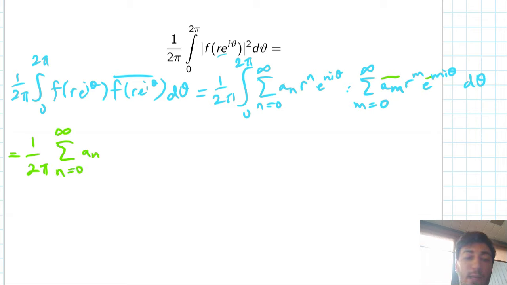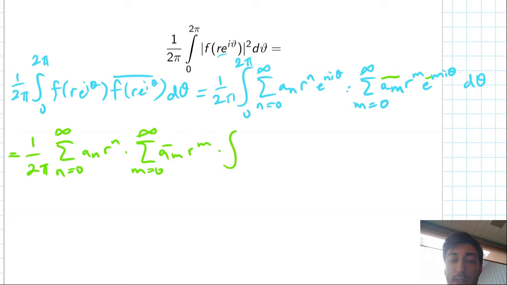what that gets us. So we get a sub n, r to the n, times now our m sum, a m bar, r to the n, also to infinity, and then times on the inside, well, we have this e to the n i theta and e to the minus m i theta. So we can combine these terms to get e to the (n minus m) i theta, with respect to theta. Okay, so we have this really horribly ugly thing right now, but maybe, just maybe, we can get it to be a little bit simpler.